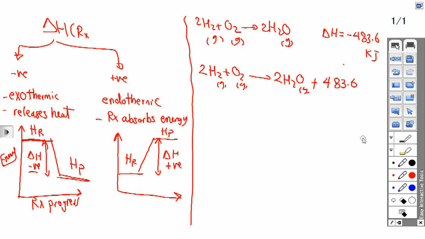From the properties of the thermochemical equation, if you reverse the reaction, the reaction changes from exothermic to endothermic.